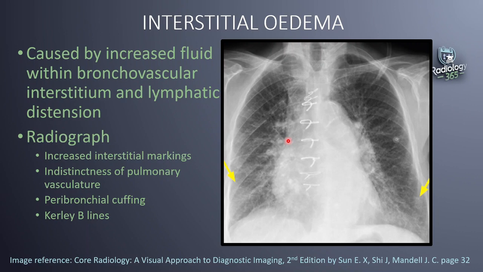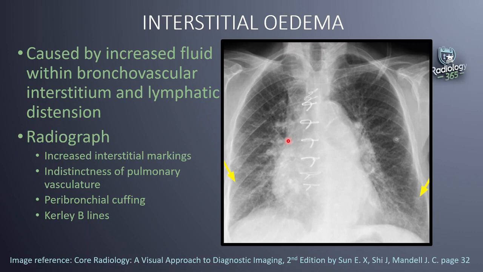And then you would also have lymphatic distension. If you remember, we mentioned that the lymphatics are in the periphery of the secondary pulmonary lobule, and as the lymphatics get distended, you would have the interstitium also being more prominent, and that will manifest as the Kerley B lines on plain films.